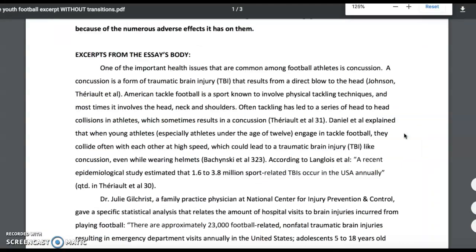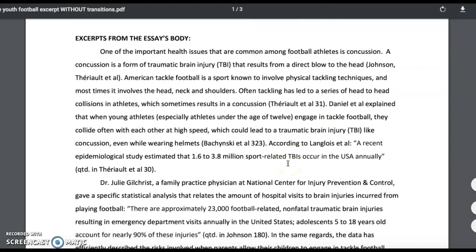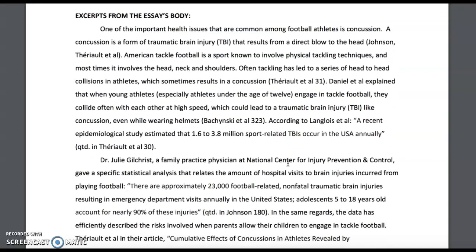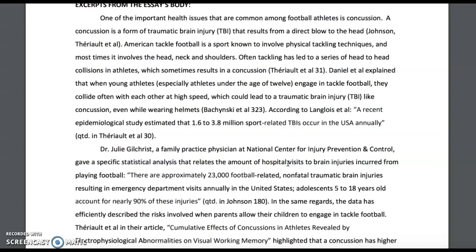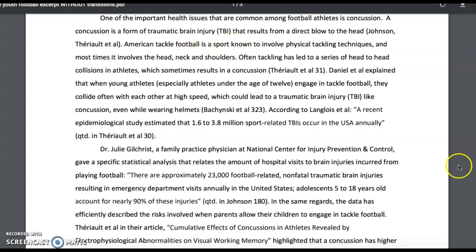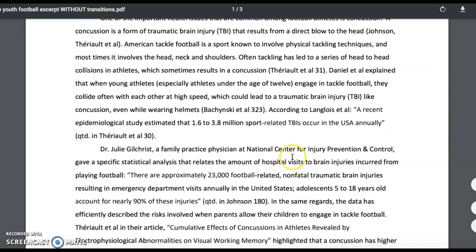So if we take a look, I would encourage you to pause the video and read this, or at least skim this, and get a sense of how much information this writer is presenting without really telling us how it all hangs together. It's just a ton of information.